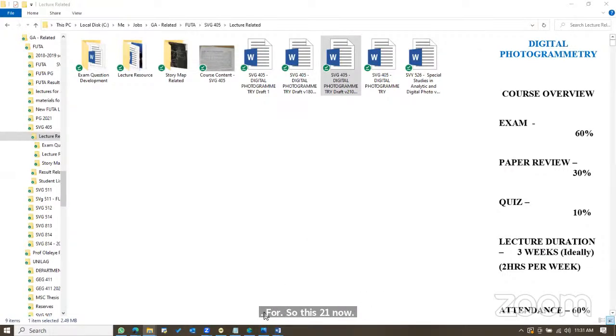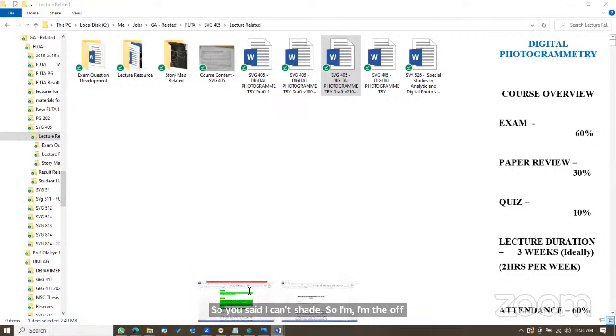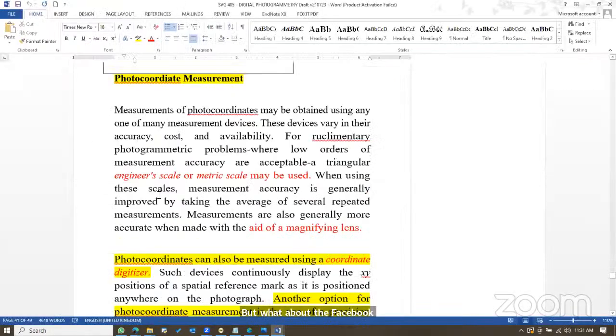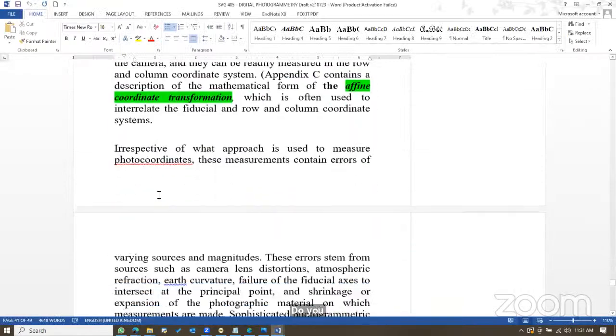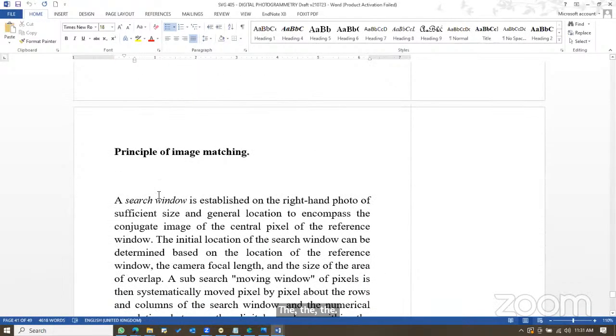So you said I can't share it, so I have to close it. So what about the textbooks you sent? The textbook, I'll send the textbook now. I don't know, sir, what happened to the textbook? Are we supposed to read this too?